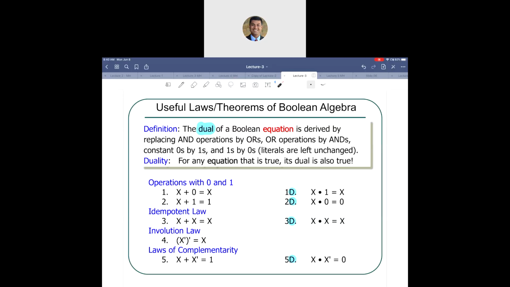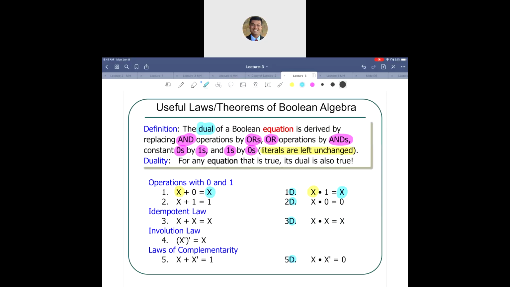The duality principle says that the dual of a Boolean equation or a Boolean expression is derived by replacing AND operations with ORs, ORs with ANDs, zeros with ones, and ones with zeros. However, you have to leave the literals unchanged. As you can see here, you have left the literal x, a literal being a variable, unchanged. So you don't do x complement. You leave it as is.